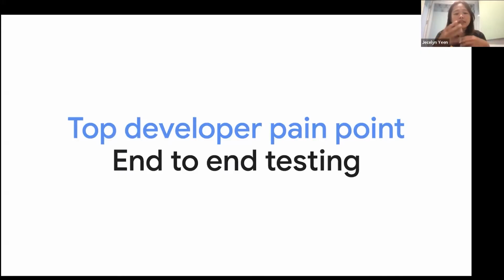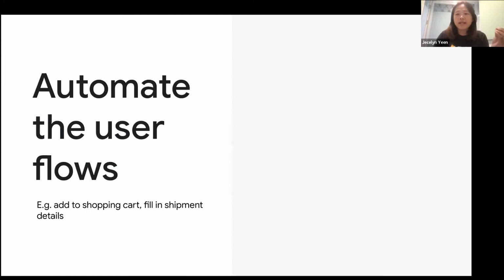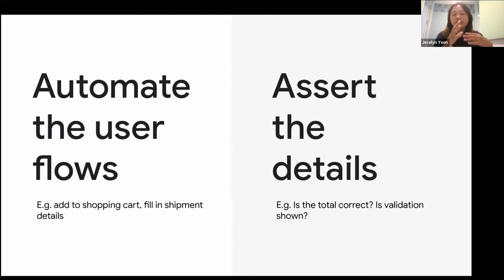So in Chrome, we did some research to understand what the developer pain points are. One of the things that developers told us over and over again is that end-to-end testing is a pain. To talk about end-to-end tests, there are two sections. The first one is to automate the user flow. For example, you want to automate adding an item to the cart and filling in the shipment detail. The second part of end-to-end testing is to be able to assert the detail to check if your code logic is correct, if the calculation is correct, if some of the validation shows on the screen.